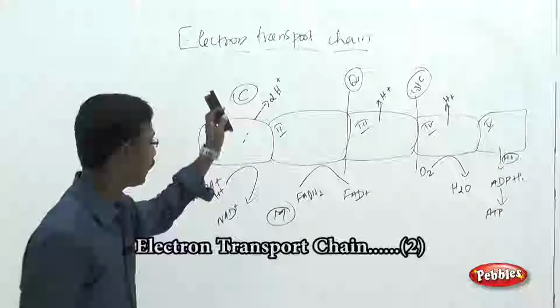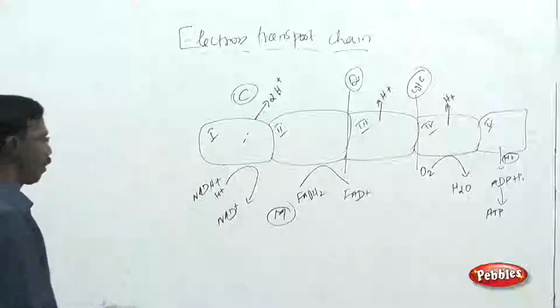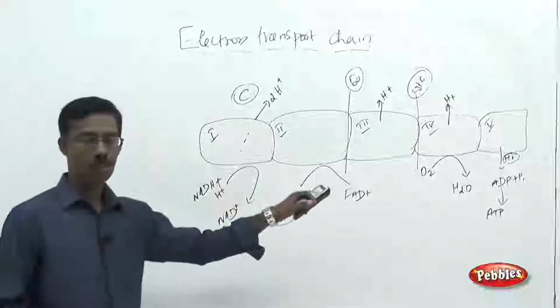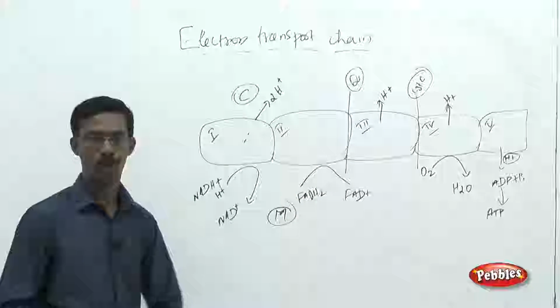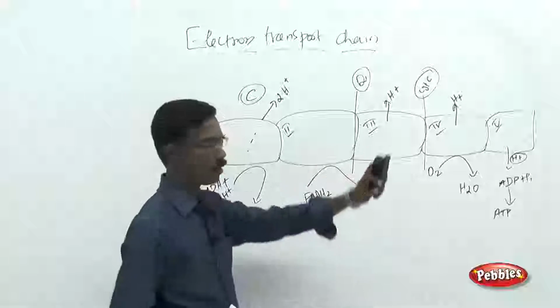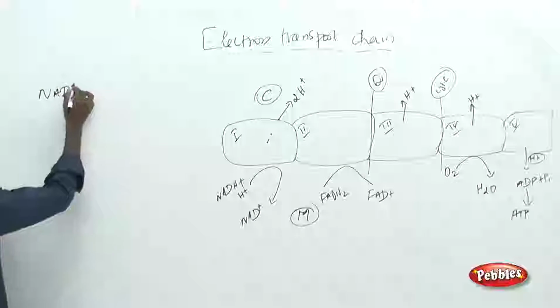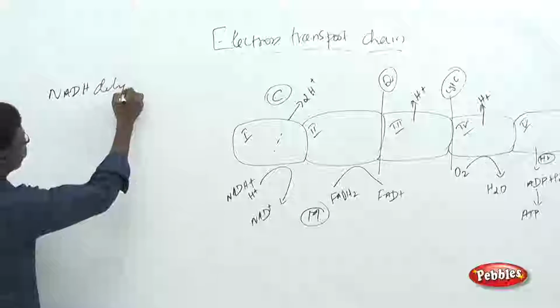And now we are going to see the details of the electron transport chain. As I told you, there are 4 major complexes involved, and the 5th complex produces the ATP molecule. So complexes 1, 2, 3 and 4, and complex 1 over here is NADH dehydrogenase.